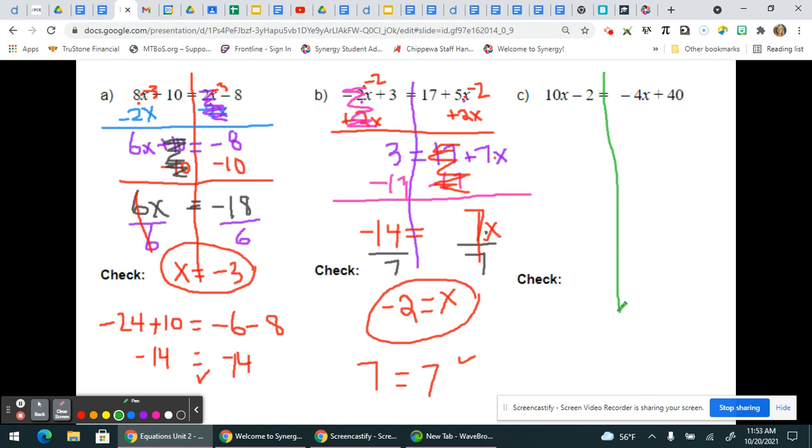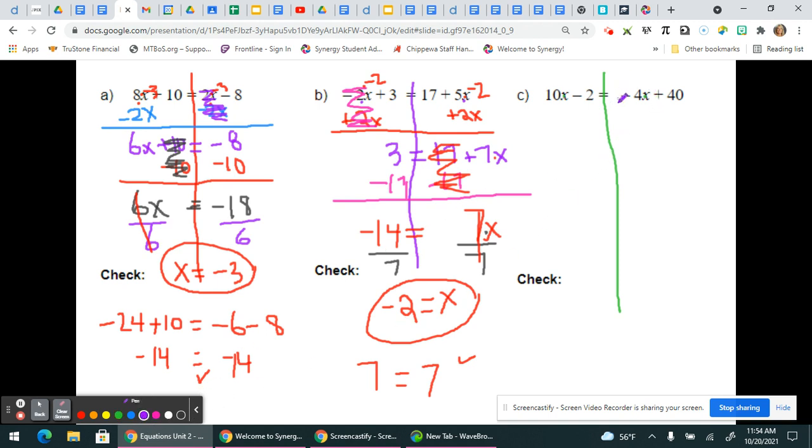Here's what I notice. I notice that my variable 10x on the left minus 2 is equal to negative 4x plus 40. So we need to focus on our variables first. We need to isolate our variables to one side. So I've got 10x's on the left, and I've got negative 4x's on the right. If we choose the smaller one, we can avoid negatives. I'm going to do that.